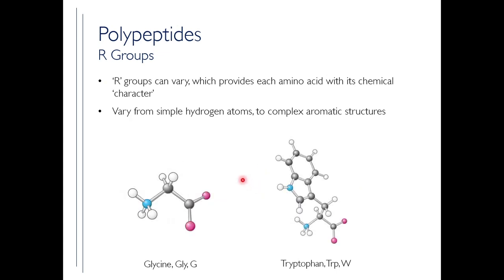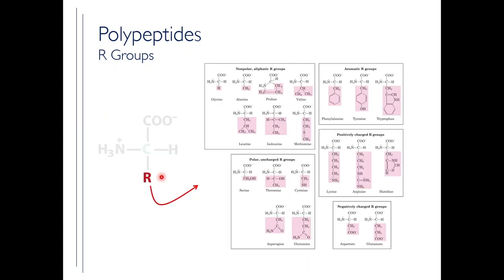And again, if we just look at that in 3D, you can see the massive structural change here, to have this massive double ring structure versus just a hydrogen in glycine. So these are all the R groups, or most of them, that you need to be aware of. Glycine up here, the R groups are highlighted with a purple box. So it's just the hydrogen here. And if we look at tryptophan, that's what we saw just then.